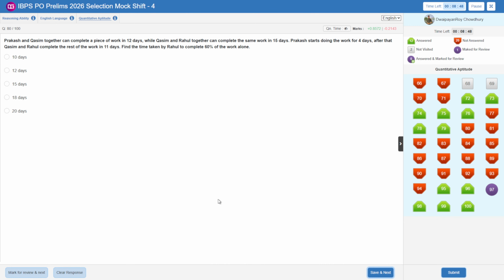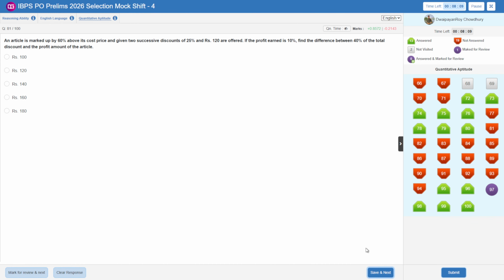So Prakash must have done in 4 days, how many part? 4 by 15 in 4 days. So in 15 days, Prakash would have done the total work. So his efficiency alone is 4. Then Kasim has 1 and Rahul has 3. What is asked? Rahul to complete 60% of the job. 60% is 36 by 3, so 12 days.